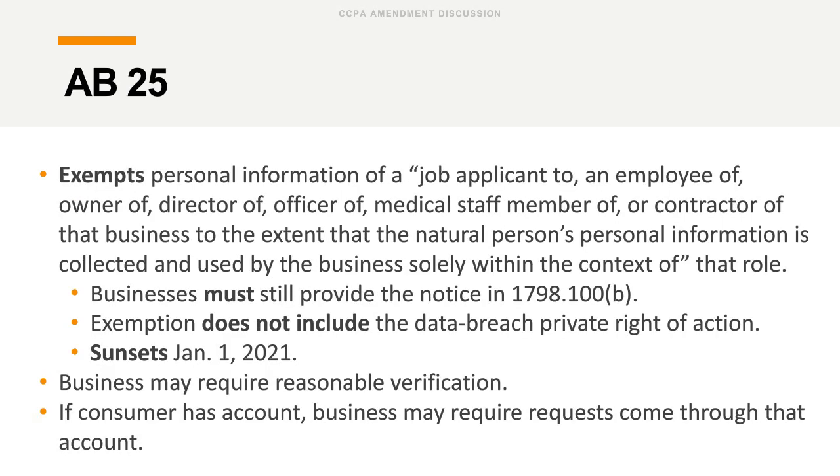And now we get to the final bill we're going to talk about, AB 825, which I think was probably the most closely watched, most anticipated bill because it has the potential to have the widest ranging effect. And this is the exemption for personal information of job applicants, employees, owners, directors, officers, medical staff members, or contractors, when you collect that information solely within the context of that person's role as an applicant or employee.